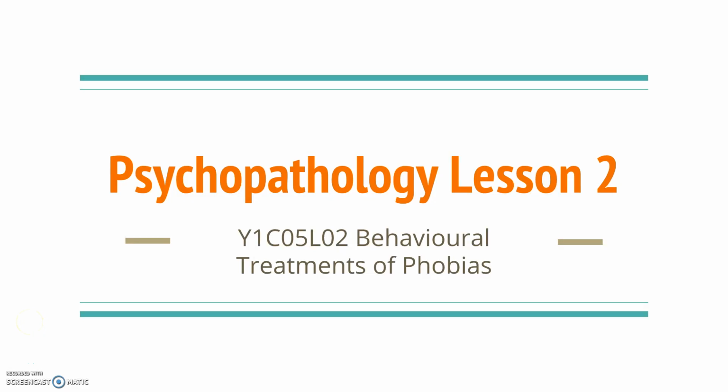Hello, everyone. So, this lesson is all about treating phobias. Okay, so we have had a little look at where phobias come from. We had a look at the two process model and the use of classical and operant conditioning in the acquisition and the maintenance of phobias. So, now we're going to have a little look at how we can use a similar approach to actually get rid of phobias as well.